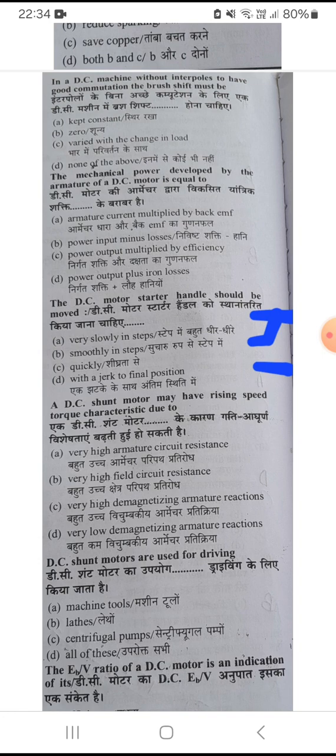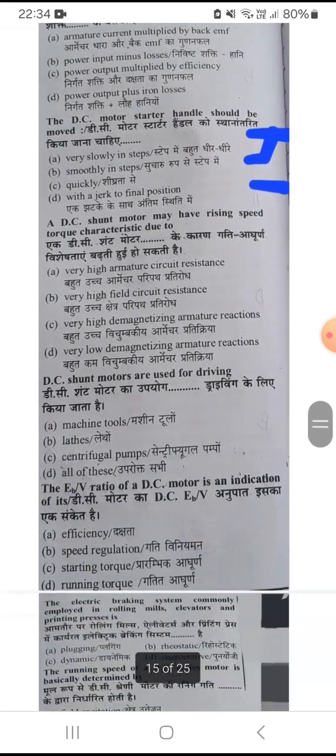The mechanical power developed by the armature of a DC motor is equal to, option A, armature current multiplied by back EMF. The DC motor starter handle should be moved, option B, smoothly in steps. A DC shunt motor may have rising speed torque characteristic due to C, very high demagnetizing armature reaction. Option C is the right answer.